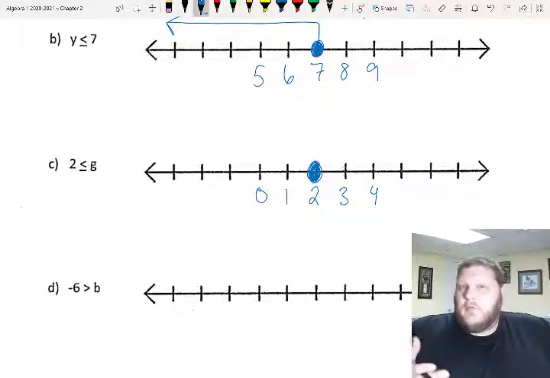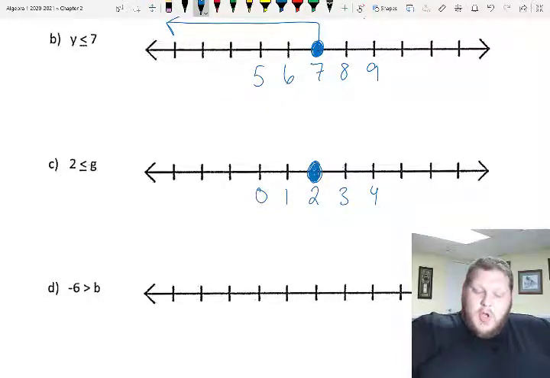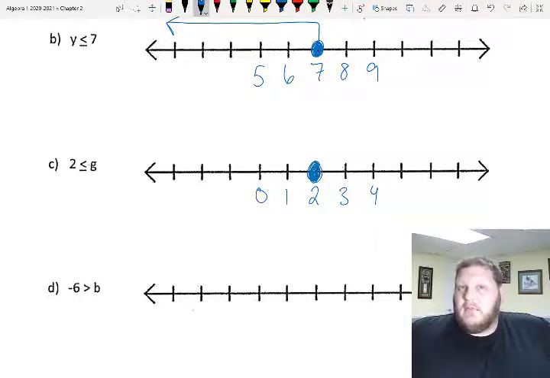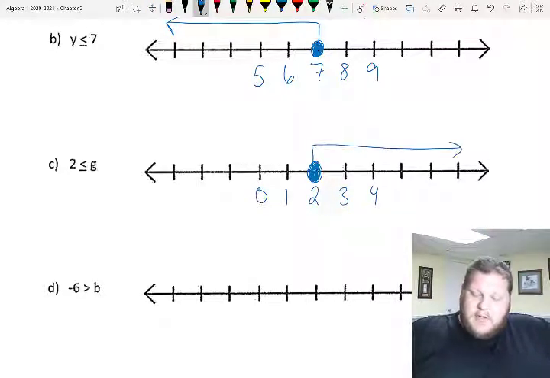You have two different options on how to do this. You could still picture what values of G would make that inequality true, which in this case, G has to be bigger than my positive 2. So that's going to be this direction over here. Right? 3 would make that inequality true. 4 would make that inequality true. 5 would make that inequality true. So that's the direction that your graph should be shaded.